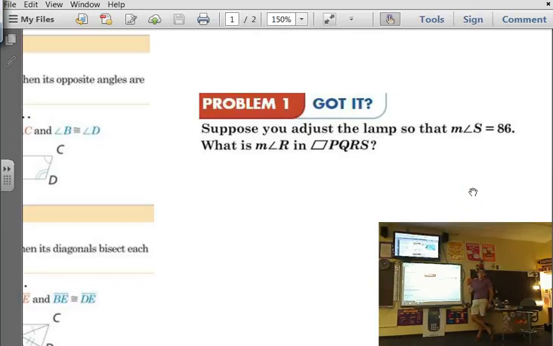Now, the order of the parallelogram, we don't even need a picture. Even if we didn't have a picture, look at S and R. They're right next to each other in the order of the parallelogram. So, would they be supplementary or would they be congruent? Supplementary, because they're neighbors. If they're across from each other, they'd be congruent. So if it was S and Q, then they'd be congruent. But if S and R are supplementary, and now S is 86, what's R? 104.